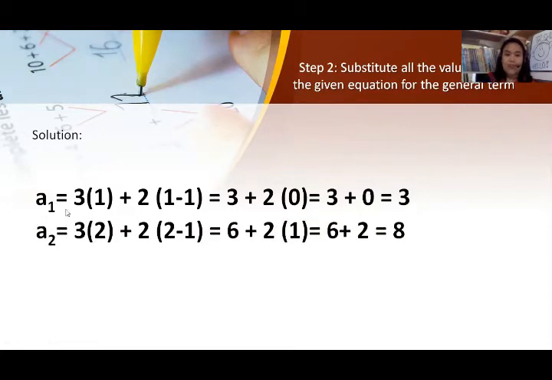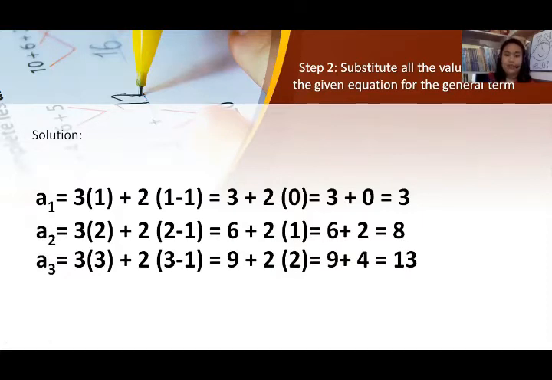So again, be careful in simplifying equations. Pag this one, positive is greater than negative, so it is positive. So, simplifying this equation, it will give us 8 for the second term. For the third term, simplify natin ulit. Just substitute the value of n, which is 3, for the third term, to our equation.